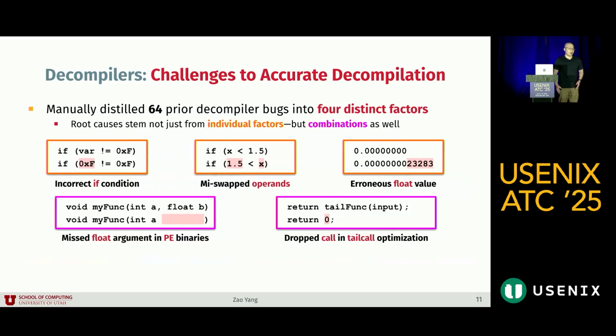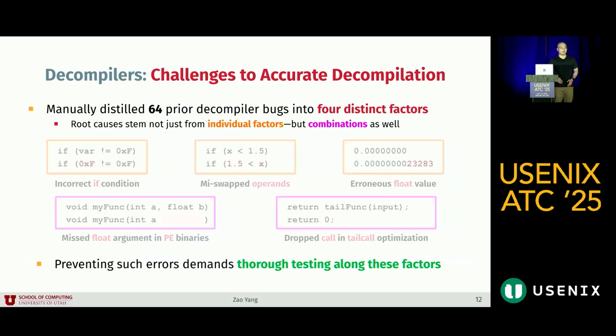More importantly, many of the decompilation errors do not stem from individual factors alone, but from the combinations of them. So these factors, source semantics, compiler, optimization, and binary format, not only influence binary generation, but also pose significant challenges to decompilation correctness. Preventing these decompilation errors demands thorough decompiler testing along these factors.